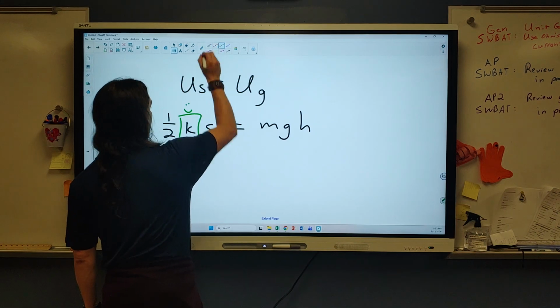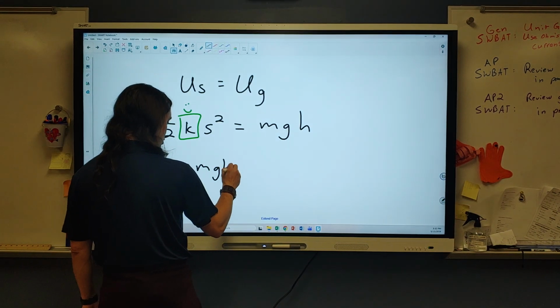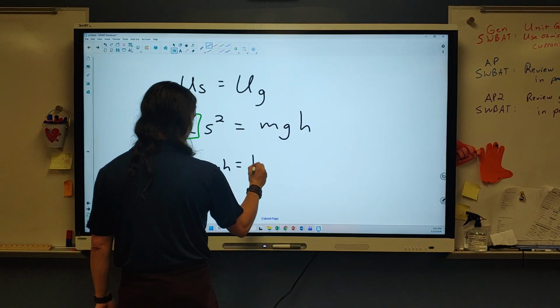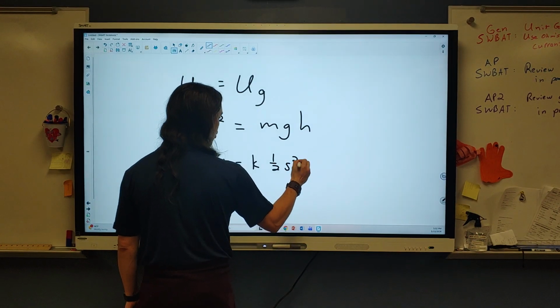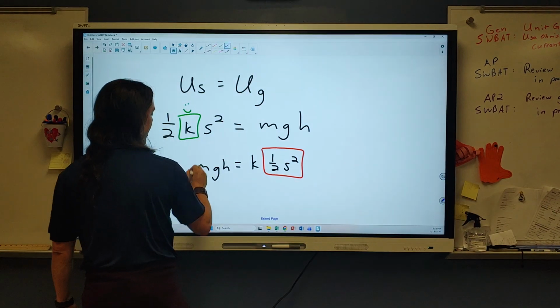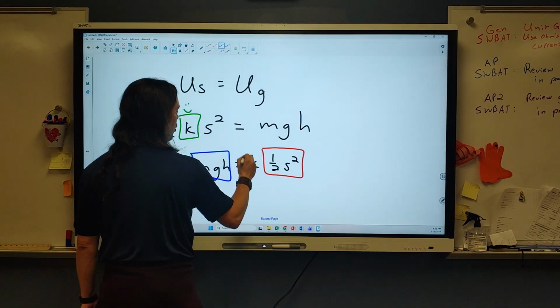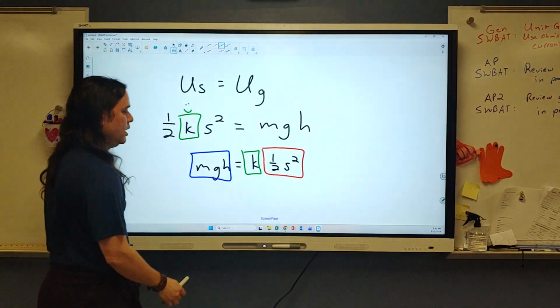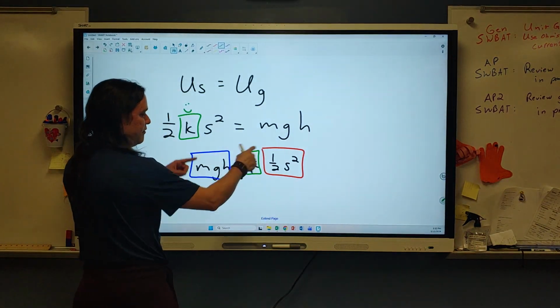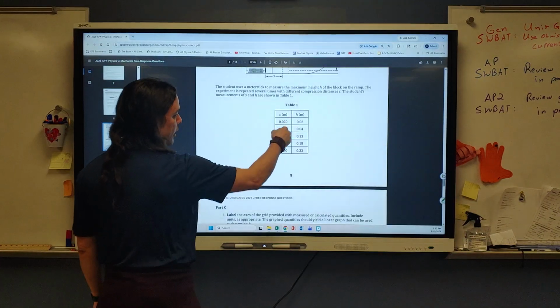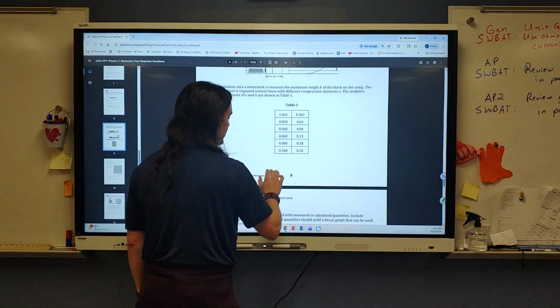Writing this out, I'm going to rework this a little bit. I could do mgh equals K times 1/2 S squared. I could do this. Graph this on the X, graph this on the Y, and then my slope would straight up be my spring constant. While that would be nice, one of the things that I'll point out is this is a lot of math that you're going to have to do with every single one of them.